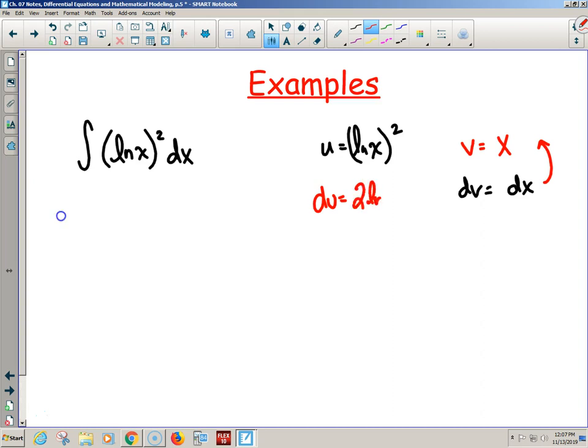So I have 2 ln of x times 1 over x. Right? Chain rule. 2u times u prime. That just made it work. The ln of x squared is now just an ln of x. It looks a little simpler to me. But it has a 1 over x. Well, hold on. Let's just see what happens. So we take that, we take it over here.